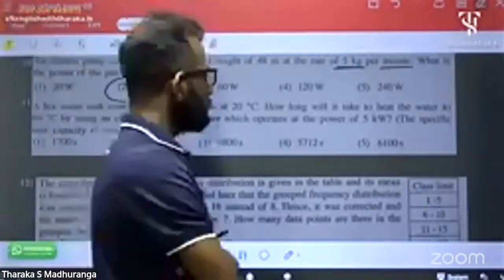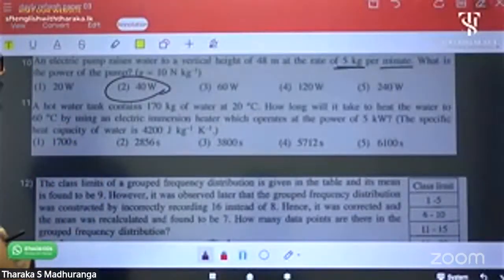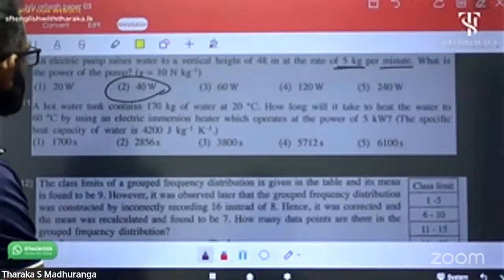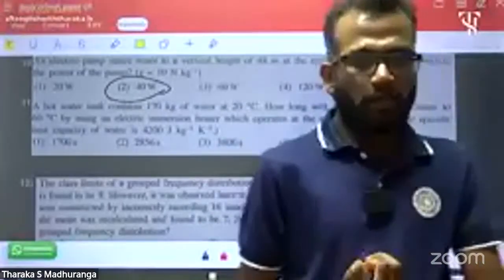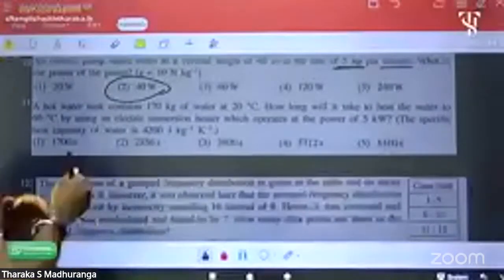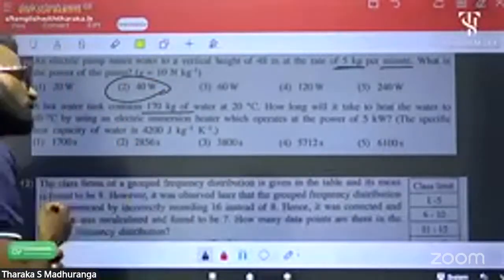Okay, a hot water tank contains 170 kilogram of water at 20 Celsius. How long will it take to heat the water to 60 Celsius by using an electric immersion heater which operates at the power of 5 kilowatt? The specific heat capacity of water 4200. It's a good question. Now this is an electricity plus heat question.